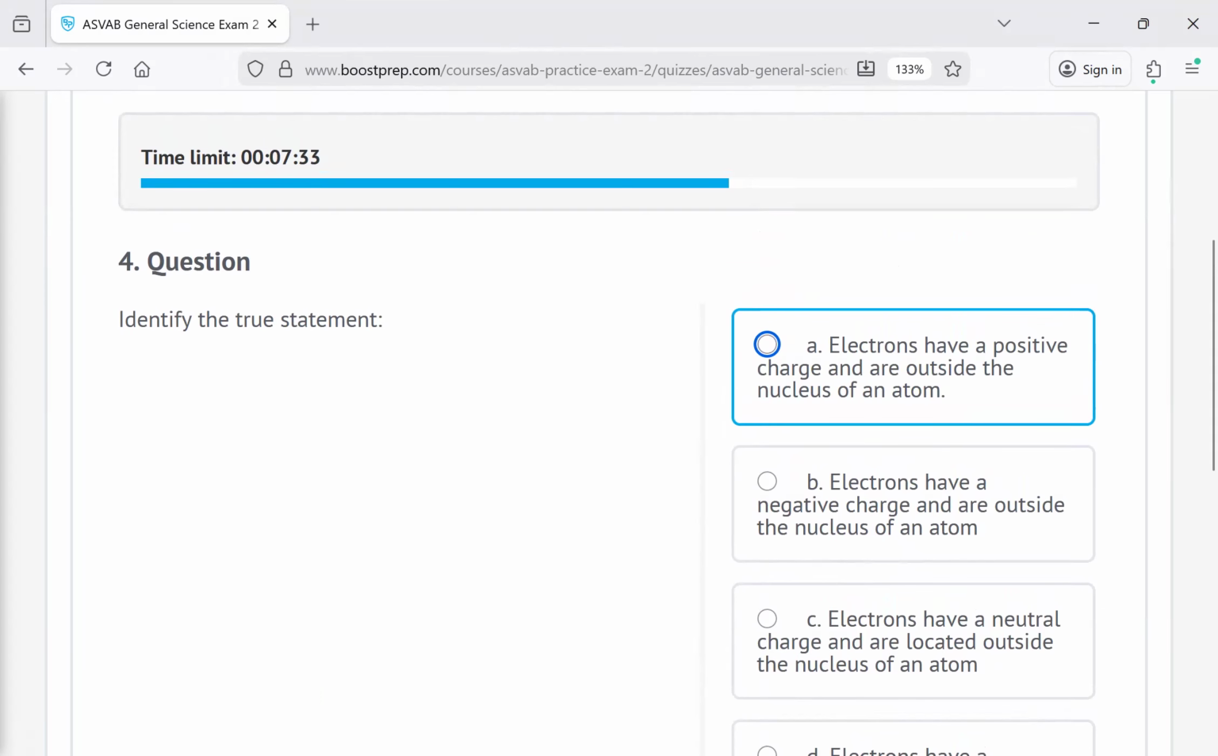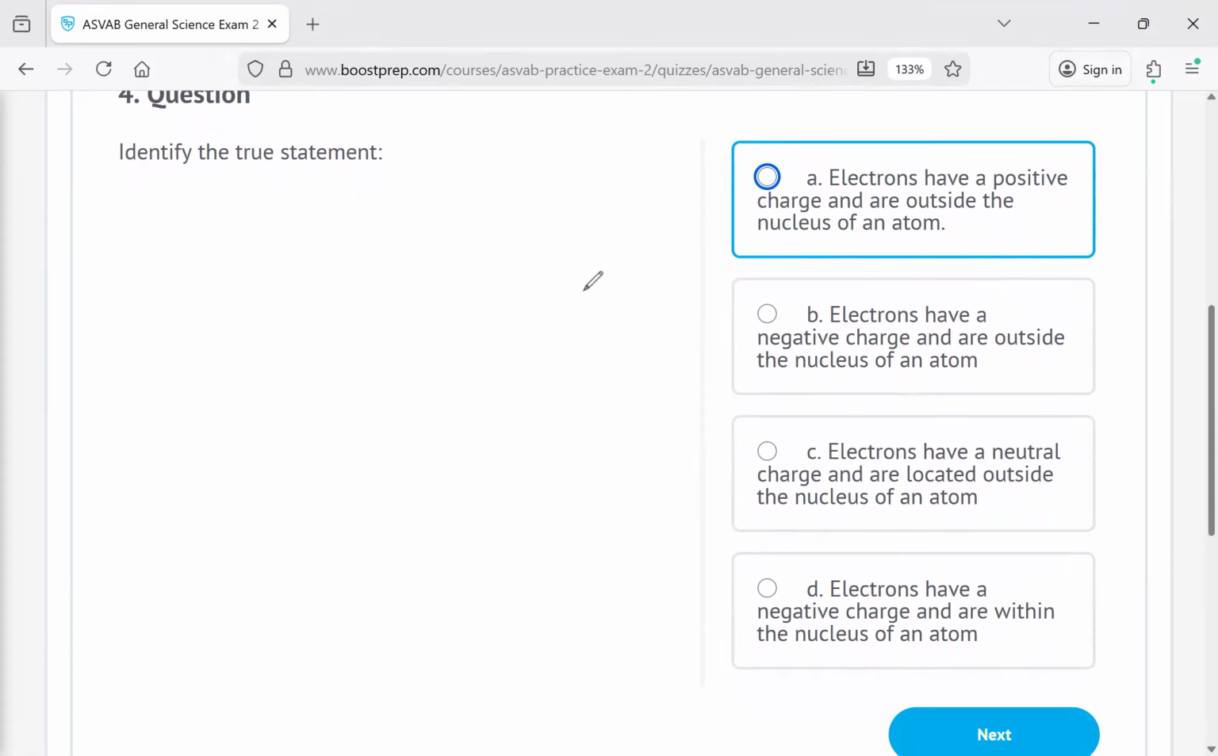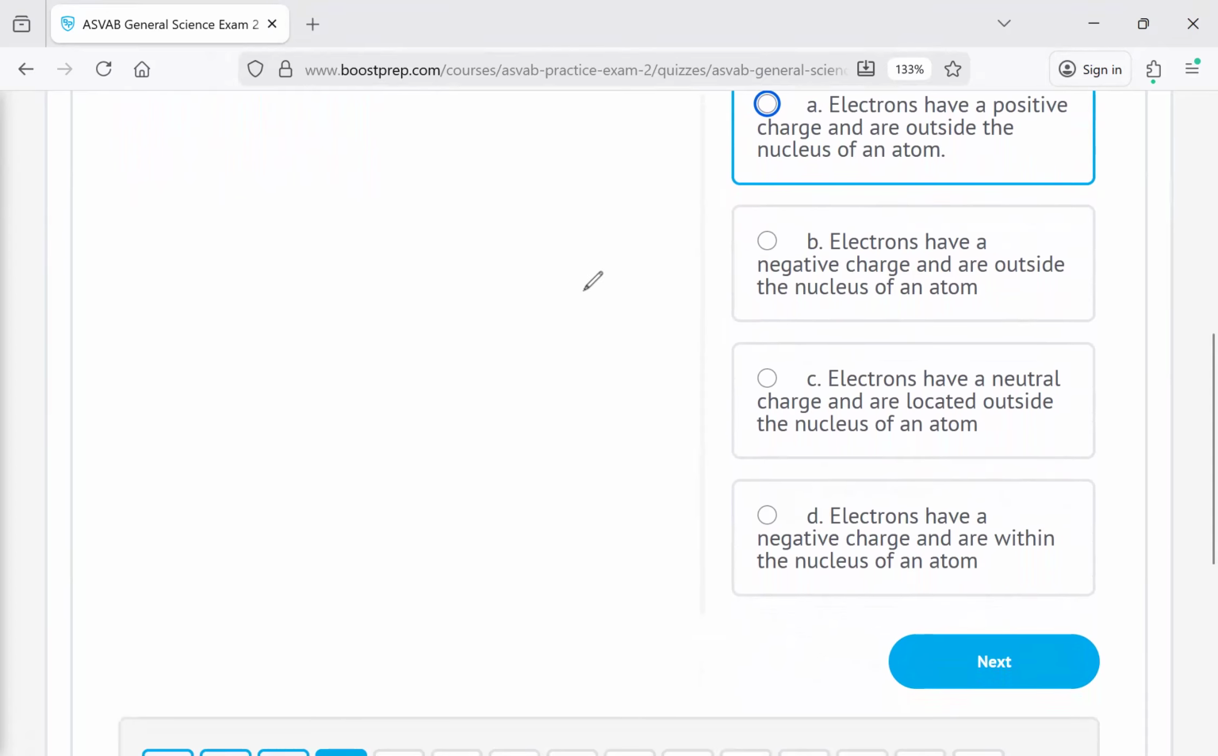Question 4, identify the true statement. Is it A, electrons have a positive charge and are outside the nucleus of the atom? Is it B, electrons have a negative charge and are outside the nucleus of an atom? Or is it C, electrons have a neutral charge and are located outside the nucleus of the atom? Or is it D, electrons have a negative charge and are within the nucleus of an atom?